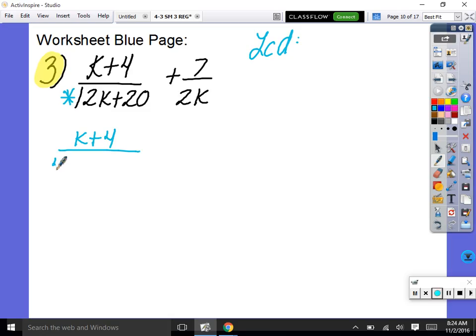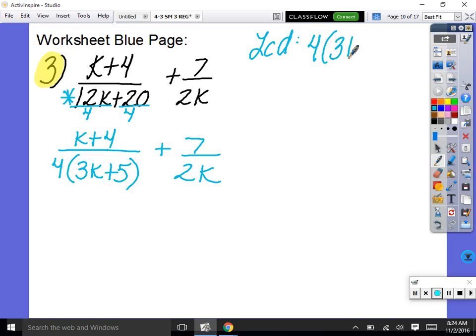Okay, so we'll pull out a 4. Divide by 4, divide by 4. So then left is 3K plus 5, right? Then we have plus 7 over 2K. All right, so our least common denominator, let's go start writing it. So definitely going to contain everything from the first piece. We're going to need a 4 and a 3K plus 5.